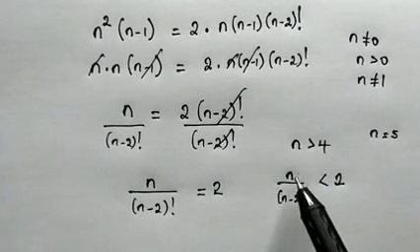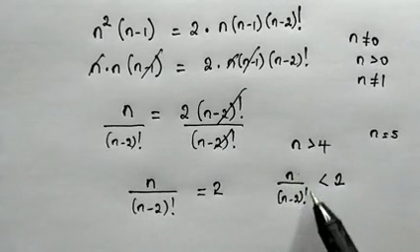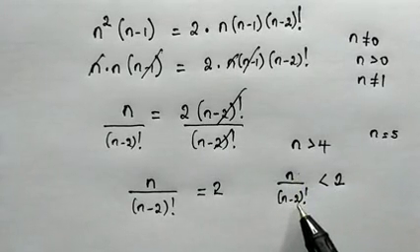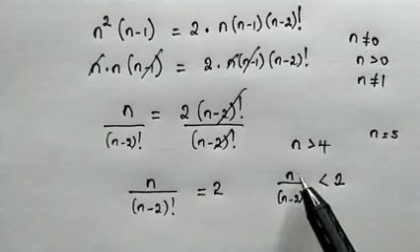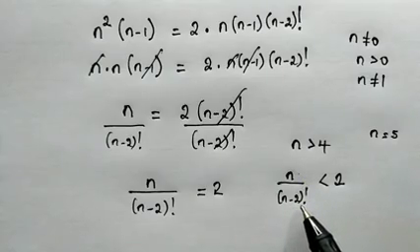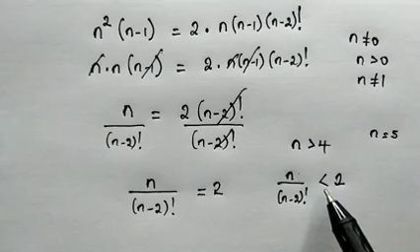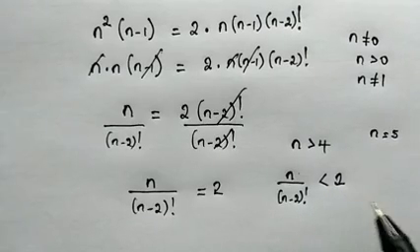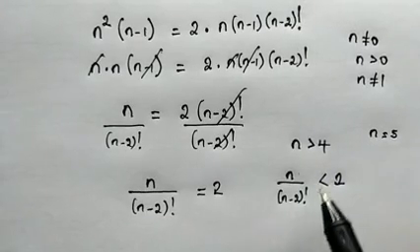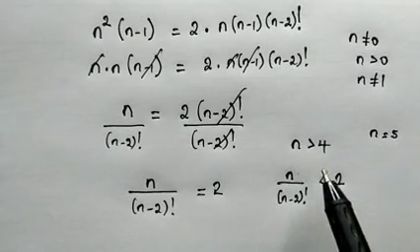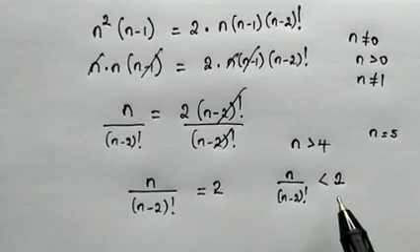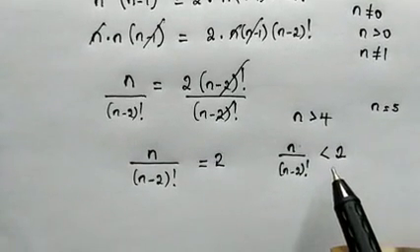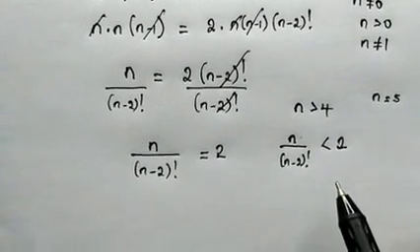If n is equal to 6, we get 6 divided by 6 minus 2 factorial, which is 6 over 4 factorial. And we know 4 factorial is equal to 24. We get 6 divided by 24, which is equal to 1 over 4, or 0.25. And that is also obviously less than 2. So we can see that n cannot be greater than 4. Remember, we are interested in integer solutions, right?